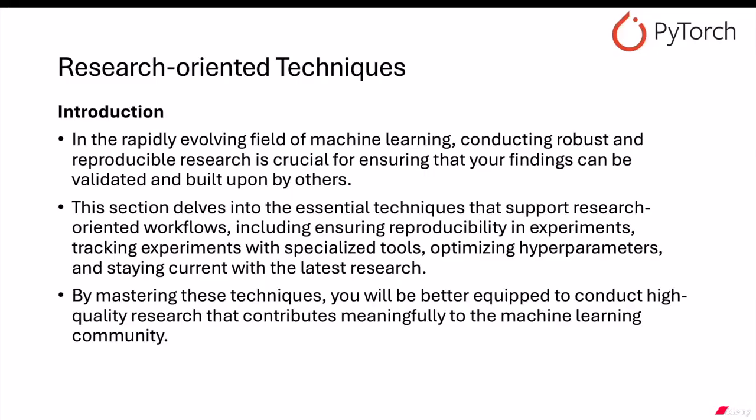Research-oriented techniques. In the rapidly evolving field of machine learning, conducting robust and reproducible research is crucial for ensuring that your findings can be validated and built upon by others. This section delves into the essential techniques that support research-oriented workflows, including ensuring reproducibility of experiments, tracking experiments with specialized tools, optimizing hyperparameters, and staying current with the latest research. By mastering these techniques, you'll be better equipped to conduct high quality research that contributes meaningfully to the machine learning community.